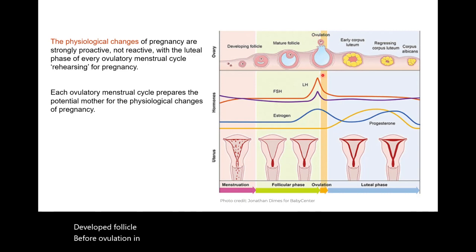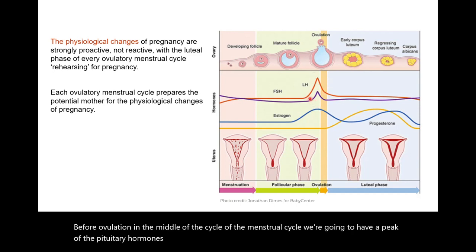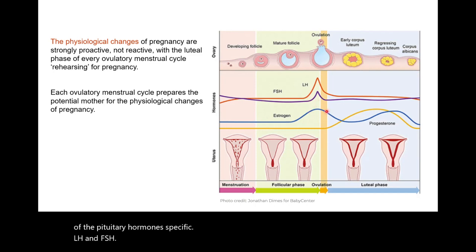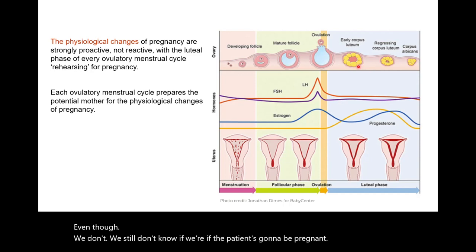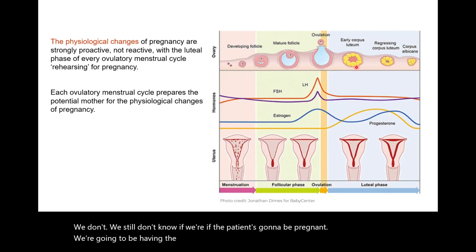In the middle of the menstrual cycle, we're going to have a peak of the pituitary hormones, specifically LH and FSH, and also a peak in the estrogen levels. When that occurs, ovulation will be done. And after that, even though we still don't know if the patient is going to be pregnant, we're going to have the formation of the corpus luteum.